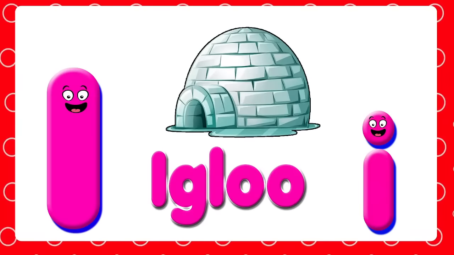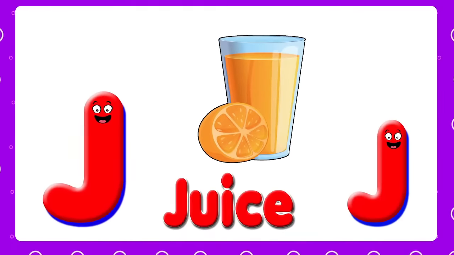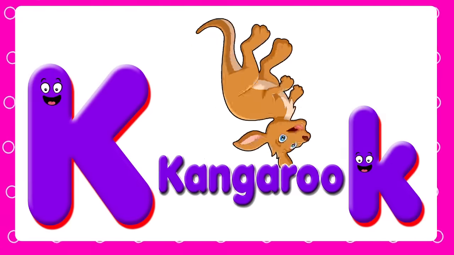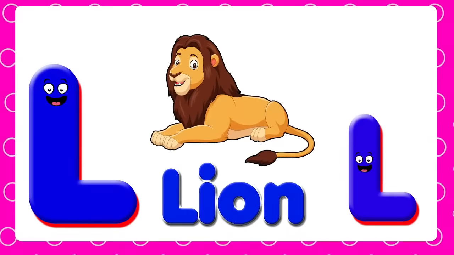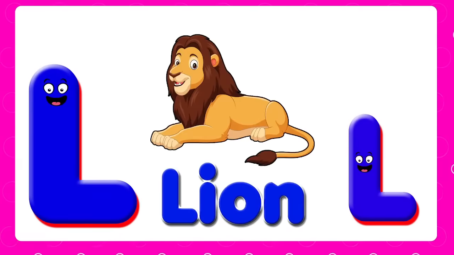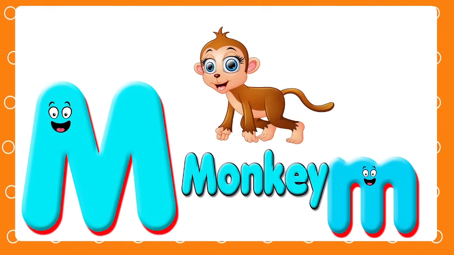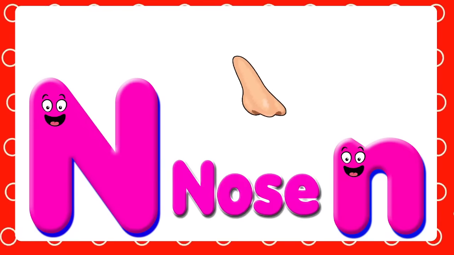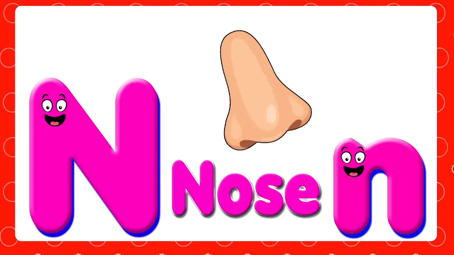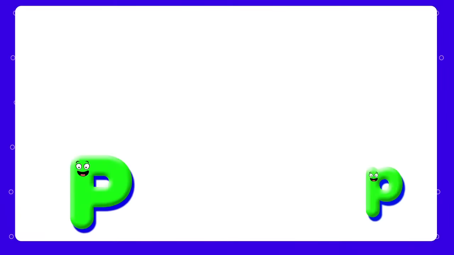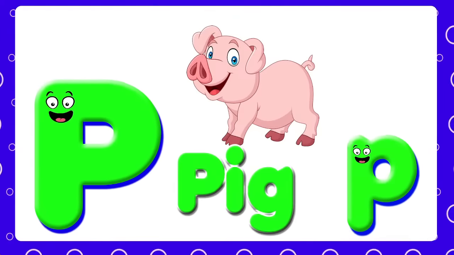I is for igloo, I, I, igloo. J is for juice, j, j, juice. K is for kangaroo, k, k, kangaroo. L is for lion, l, lion. M is for monkey, mm, monkey. N is for nose, mm, nose. O is for octopus, o, o, octopus. B is for big, b, b, big.